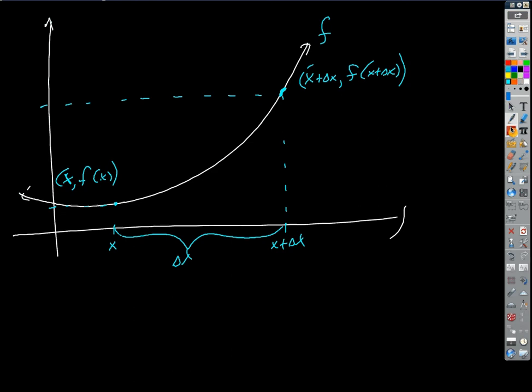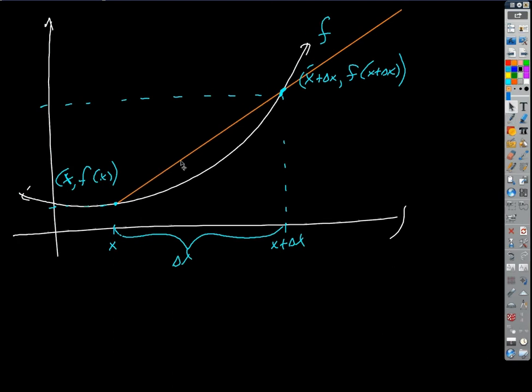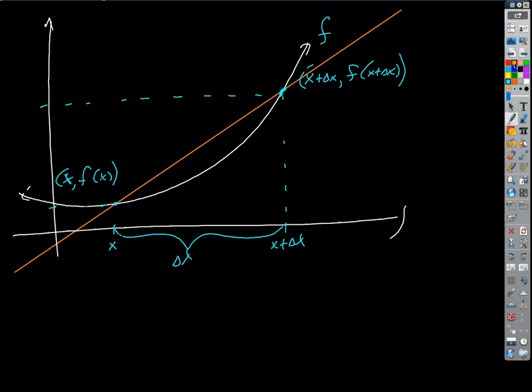My line, what color is it going to be? It's going to be orange. Okay. So it's going to go from there up to there, right? I'll just keep it going, like so. That line right there, everybody agree? Okay, that is what we call a secant line.